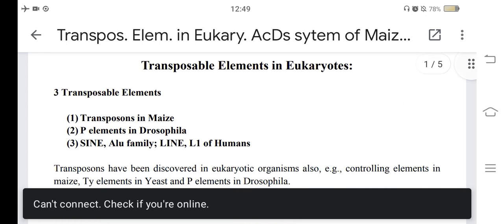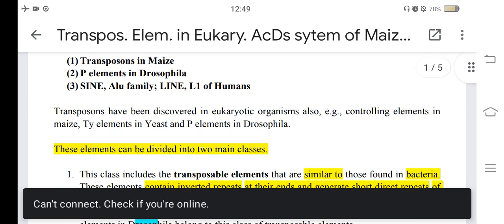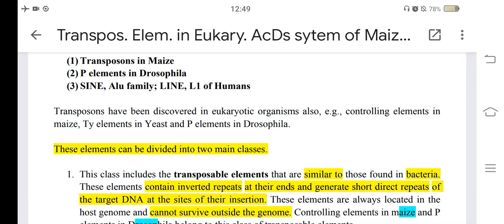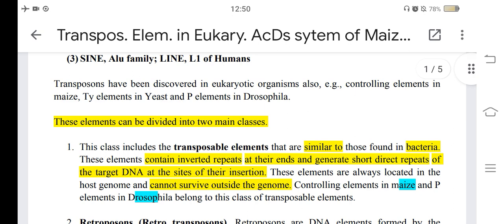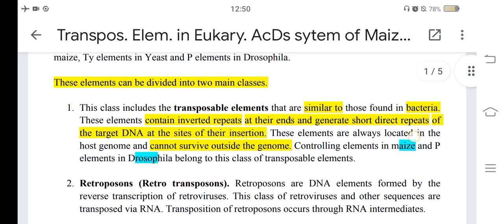Transposable elements in eukaryotes: transposons in maize, P elements in Drosophila, the Alu family, and the LINE L1 of humans. Transposons have also been discovered in eukaryotic organisms, such as controlling elements in maize, Ty elements in yeast, and P elements in Drosophila.